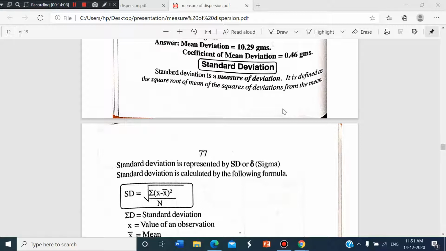Compared to range, this is more reliable but difficult to calculate. Because in range you have only two values. Even in the coefficient of range you are considering only two extreme values. Here it is not so. Then what is the standard deviation? It's also a measure of dispersion: how the data varies from the average. The standard deviation is calculated as the square root of the mean of the squares of deviation from the mean.